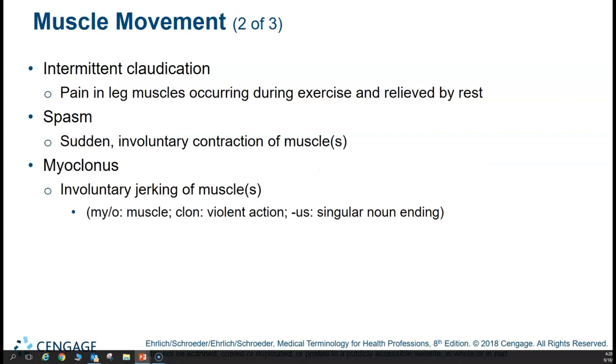There's intermittent claudication, and that is going to be those pains in your leg muscles that occur when we exercise, but when we rest, it is relieved by the rest. It's just that no pain, no gain statement. A spasm is just an involuntary contraction of the muscles, and myoclonus is an involuntary jerking of the muscles.